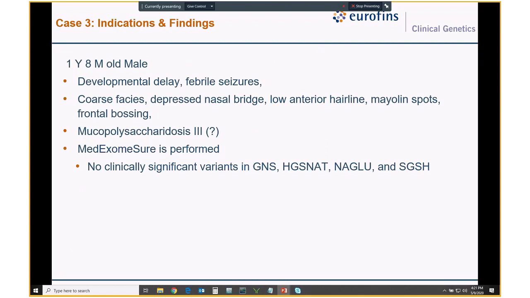But here, unlike the previous case, we did not find any significant deletions or duplications in this gene. However, we did find another variant, but a variant of uncertain significance.